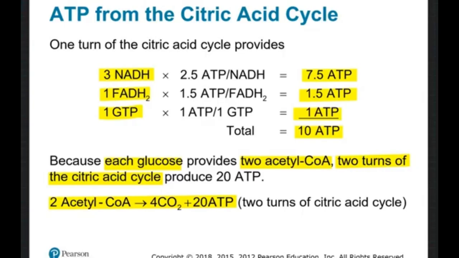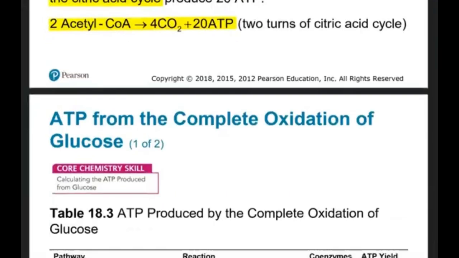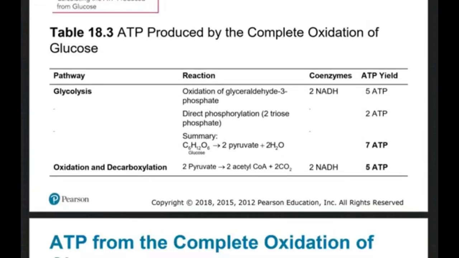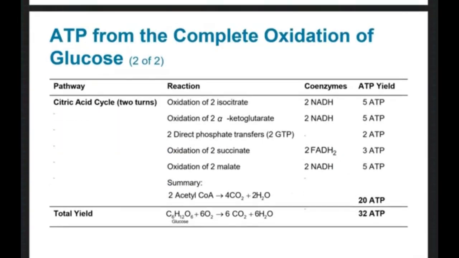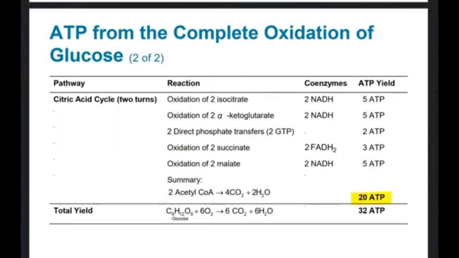So now, when you put it all together, glycolysis 7, oxidation decarboxylation 5, and citric acid cycle 20, you get 32 ATPs. This is the amount of ATP that can be produced from 1 molecule of glucose in this aerobic respiration.